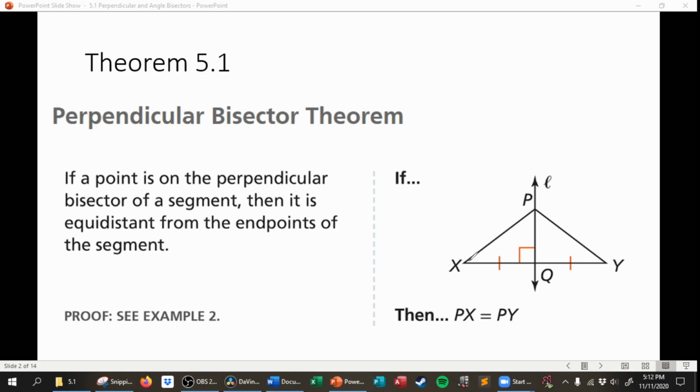So our perpendicular bisector theorem just says if a line L is the perpendicular bisector of XY, then we get XQ and QY are the same. It's also telling us, though, something nice here, that PX is equal to, or congruent to, PY.